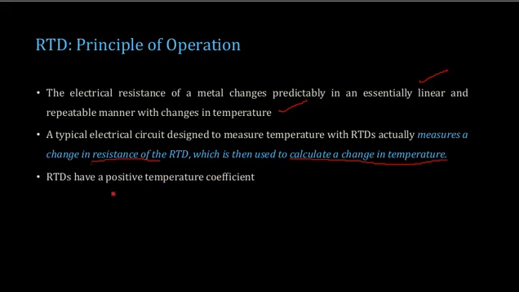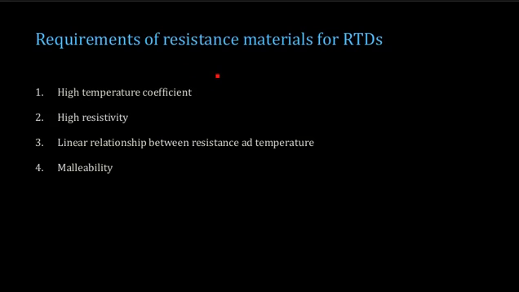RTDs have positive temperature coefficient, that is, as temperature increases, the resistance also increases. This is the relationship between temperature and resistance. Once the temperature increases, you can see an appreciable change in resistance. So by measuring the resistance, you can indicate the increase or decrease in temperature. There are many materials that can be used to make RTDs.